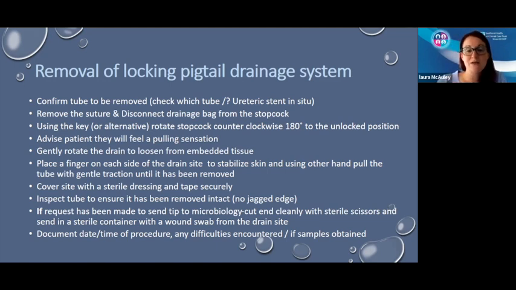You then cover the site with sterile dressing and tape securely with a bit of pressure just to prevent any leakage. And then just check the tube itself. Does it look complete? If there's any ragged edges or anything like that, there's a risk that a bit has been left behind. You also then want to decide if you're sending a tip for microbiology. You want to make sure that you have cleanly cut the end with sterile scissors and literally drop it straight into a little sterile container, and with a wound swab from the drain site, send it on to microbiology. So that's how to take the nephrostomy sample if you need to. Again, document difficulties encountered and if you obtained any samples.